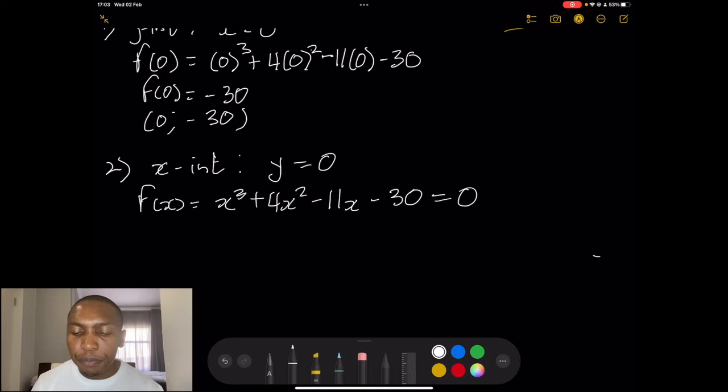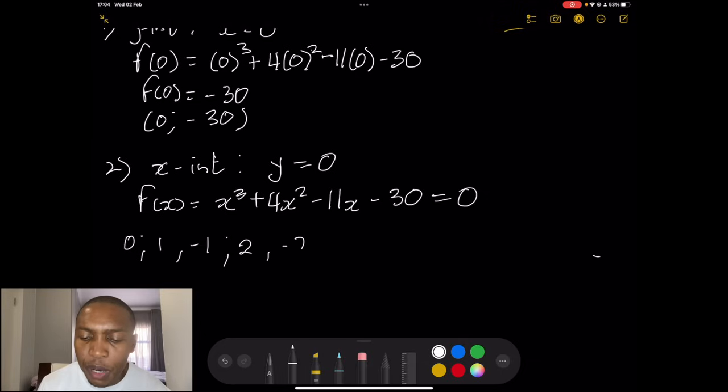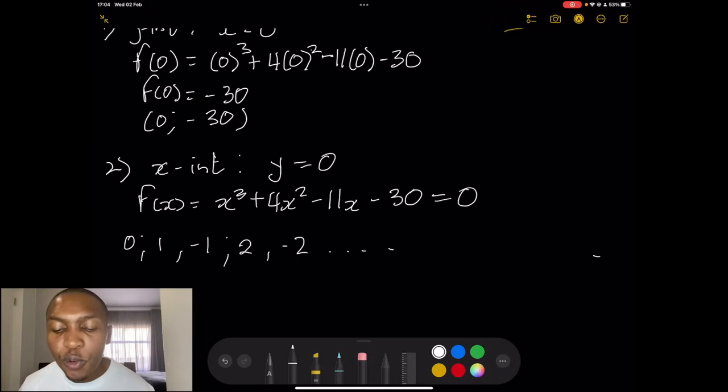Obviously, a factor is a number that, when you substitute it into the equation, gives you a result of 0. So how do you know which number it's going to be? All you're going to do is keep repeating the same process. You can start with 0 and then substitute 1, then minus 1, then 2, minus 2, 3, minus 3, and so on, until you find a number that gives you 0.